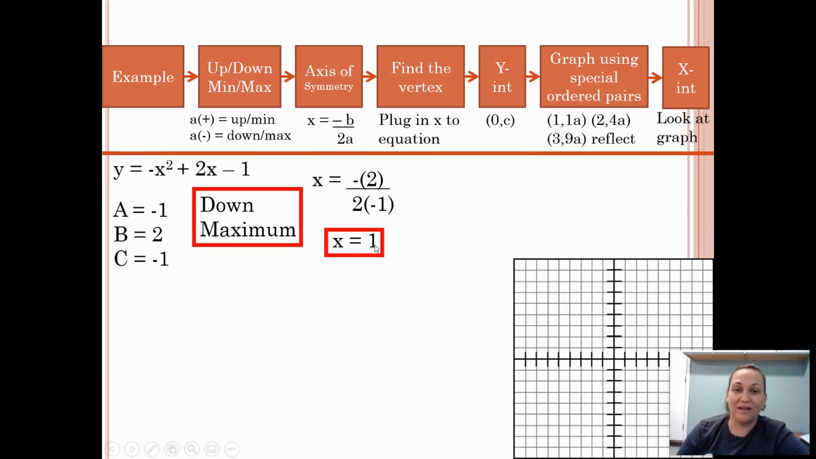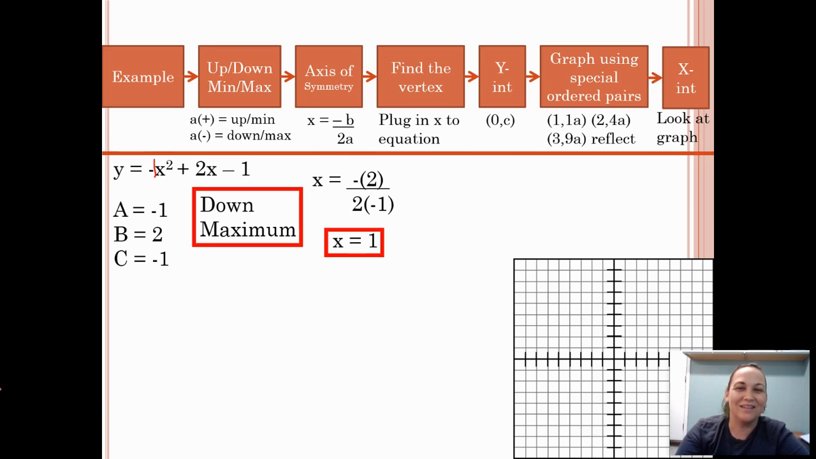After you have found your axis of symmetry, you plug it into the original equation to find your vertex. I have found that we make a mistake when there's a negative sign in front of the x squared. To help us not make that mistake, I am going to make this a negative 1 in front of the x squared instead of just the negative sign. That should help us when finding the vertex to not make an error.